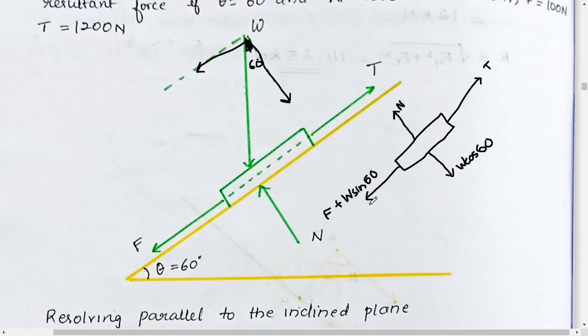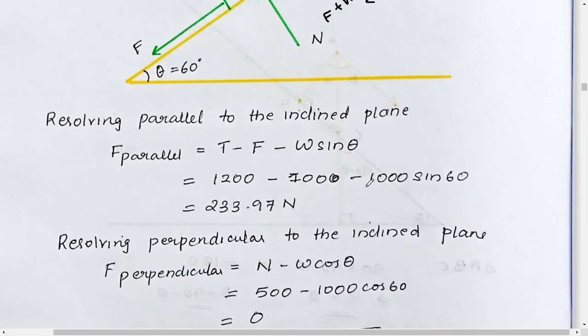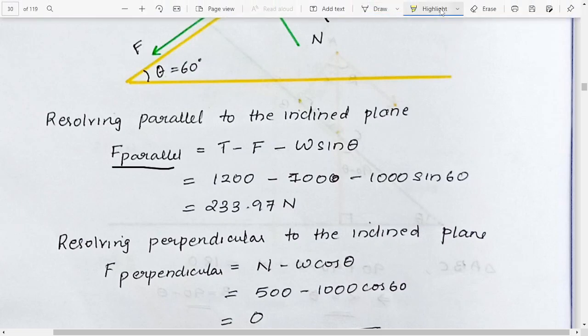So what we'll do here is that we don't need this N and W equals 60, we just need this T and W in this direction. We just take T minus F plus W sin 60. So from here we'll be getting the resultant value. Here we have the F parallel, so it will be T minus F minus W sin theta, and if you do that we'll be getting 233.97 Newton.